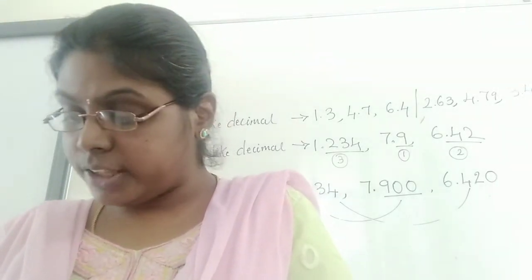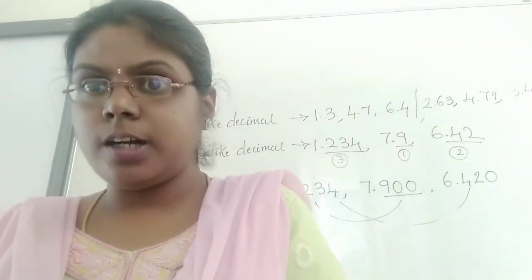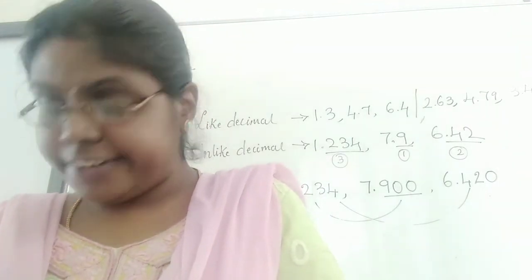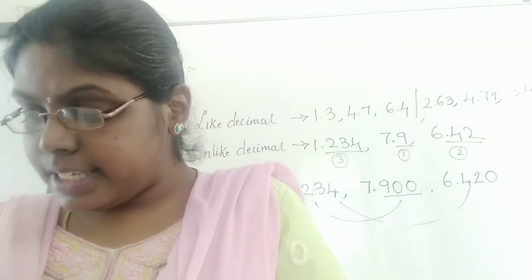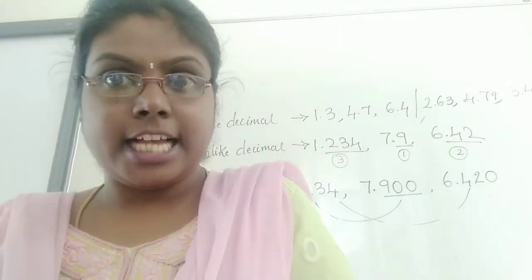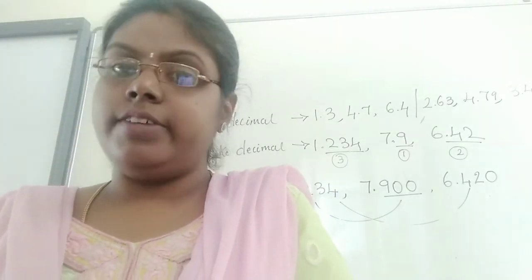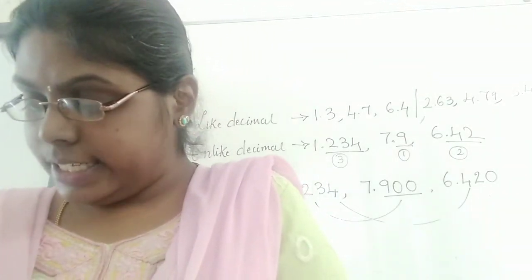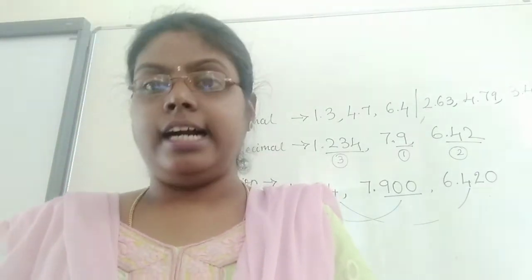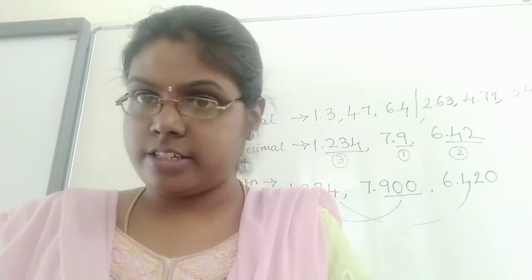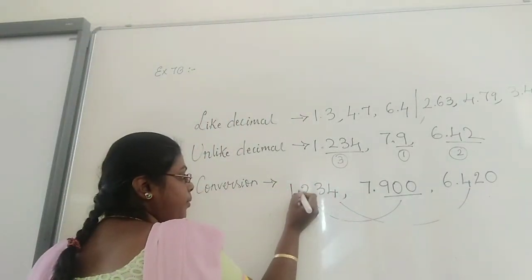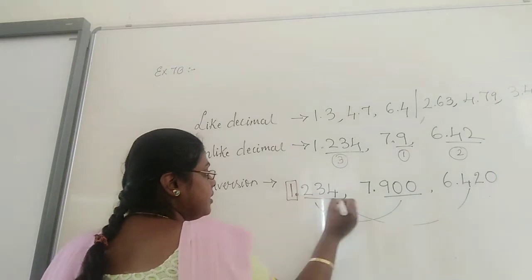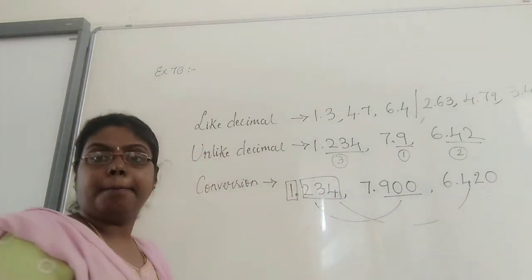Let us discuss the summary of the decimals on page number 106. Decimal numbers have 3 parts. As we discussed, each decimal will have 3 parts: the whole number, a decimal point, and the fractional part. So this is a decimal point, this is a whole number, this is a fractional part.